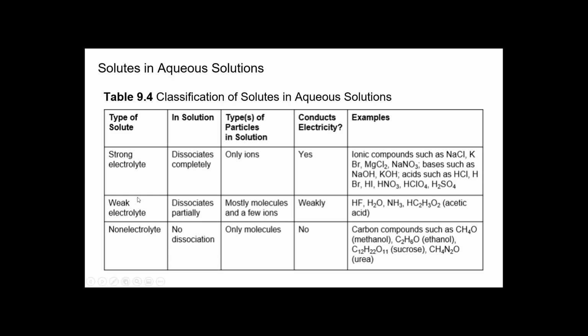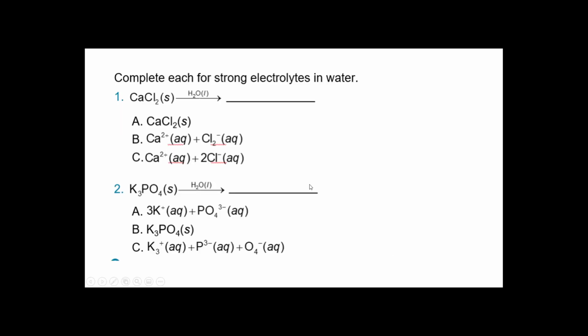So you can see here's a breakdown of what a strong electrolyte does in solution, what type of particles, only ions, and then conducts electricity, and it gives you some examples. Second one is weak electrolytes, disassociates partially, mostly molecules and a few ions, very weak, and it gives you an idea. Acetic acid, I told you right here, there it is. And then the non-electrolytes, no dissociation, only molecules, does not conduct electricity, and it has a lot of carbons and hydrogens, and that's kind of a giveaway. You can kind of see that that's what involves non-electrolytes. Okay, so let's break down, give some examples of what we're looking at here.